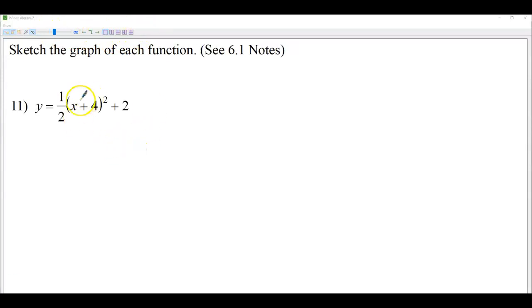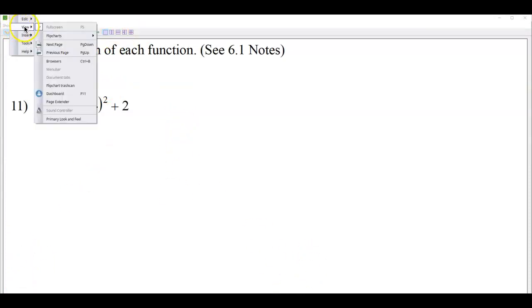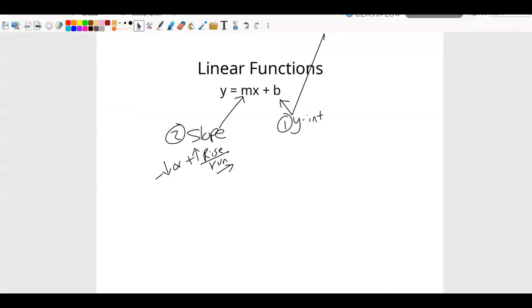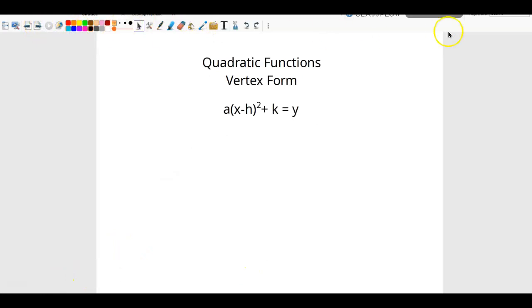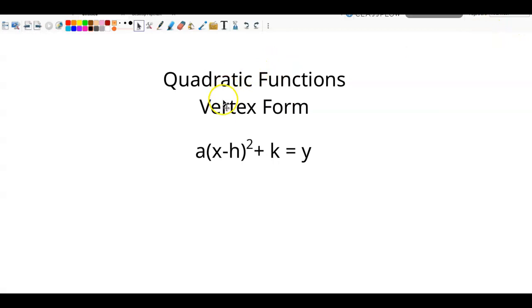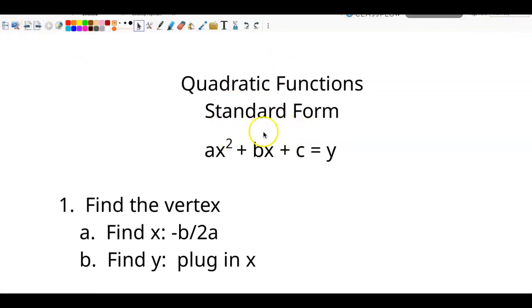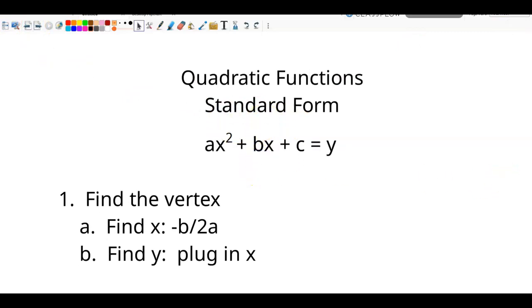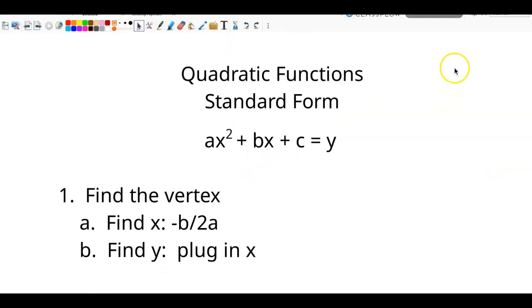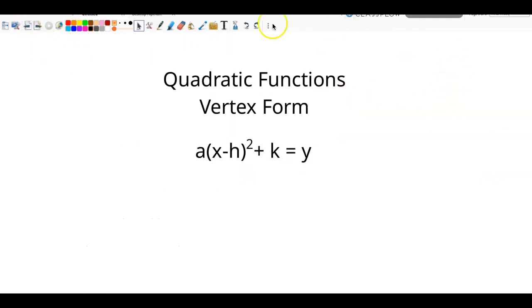All right, so for number 11 now we're switching gears. We're no longer talking about linear functions. We're talking about quadratic functions. So let's look at some information about that. So now quadratic functions can come in two different forms. They can come in vertex form or they can come in standard form. We will talk about how to do each one of these. First of all, we'll talk about the vertex form method.